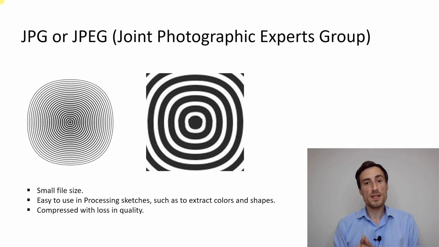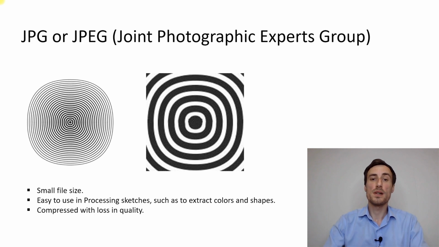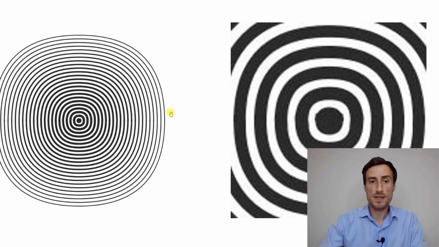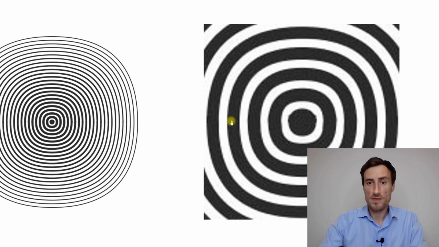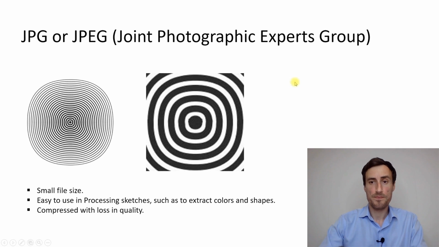But in processing, it's very easy to use those JPEG files because we can also usually extract colors from it or shapes, but like I said, it loses quality. We can see this here when I zoom in on this particular left side. You can see already the image is very blurred and the colors are not evenly distributed. There is a lot of noise because of the compression.